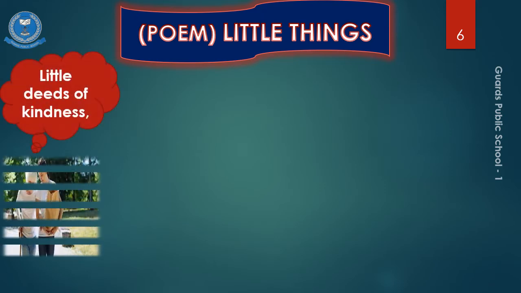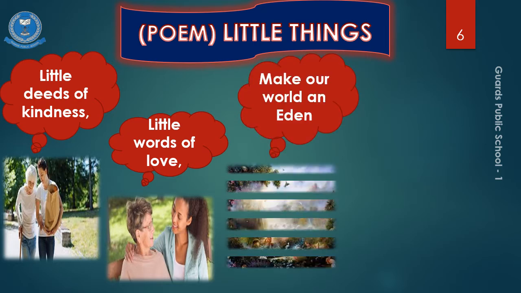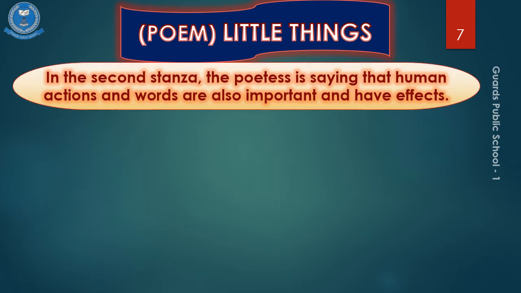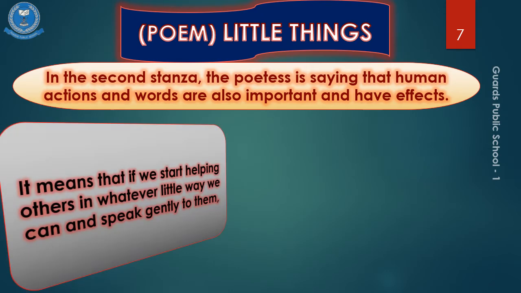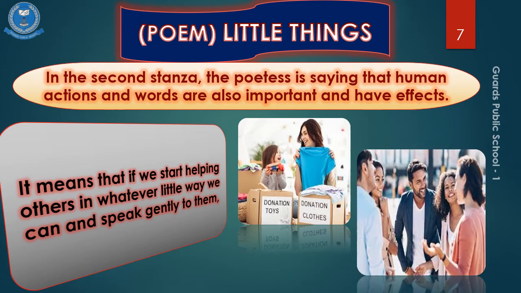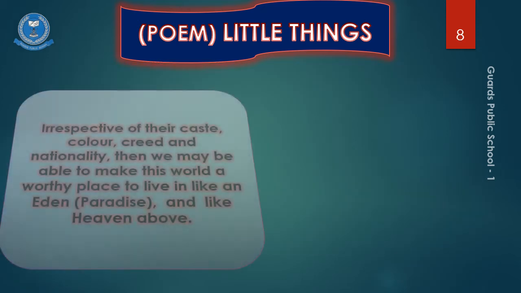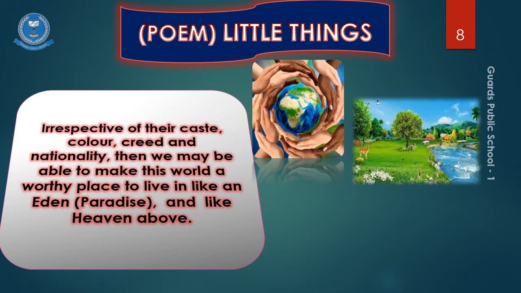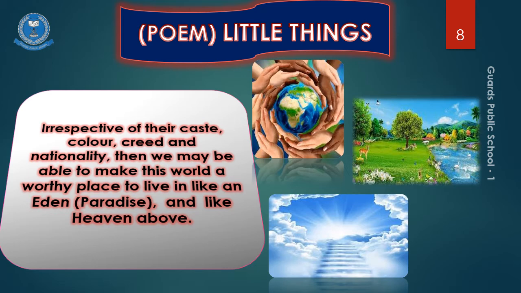Little deeds of kindness, little words of love, make our world an Eden like the heaven above. In the second stanza, the poetess is saying that human actions and words are also important and have effects. It means that if we start helping others in whatever little way we can and speak gently to them, irrespective of their caste, color, creed, and nationality, then we may be able to make this world a worthy place to live in, like an Eden, which means paradise on earth and like heaven above.